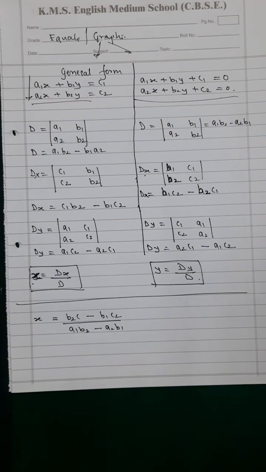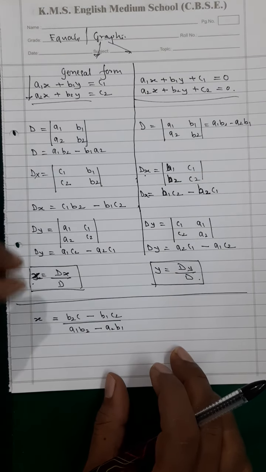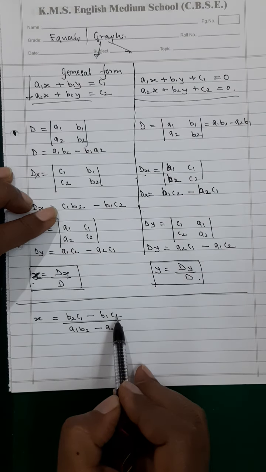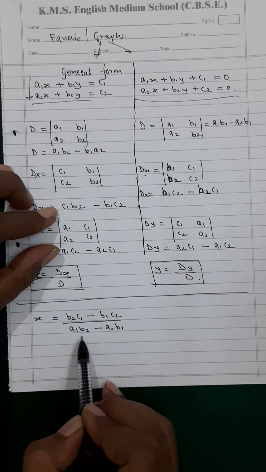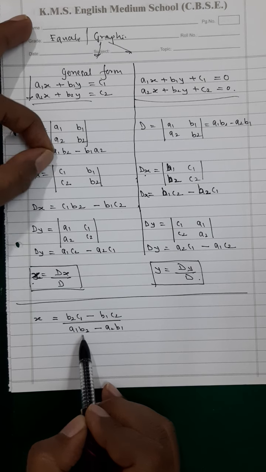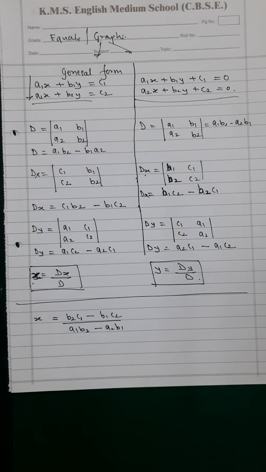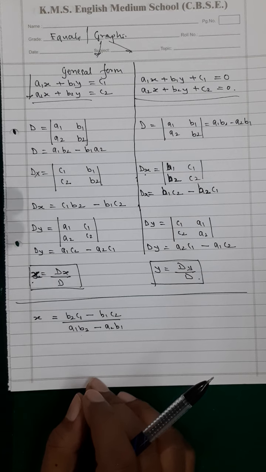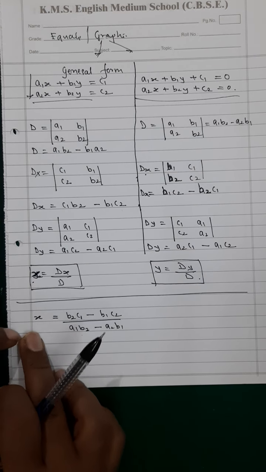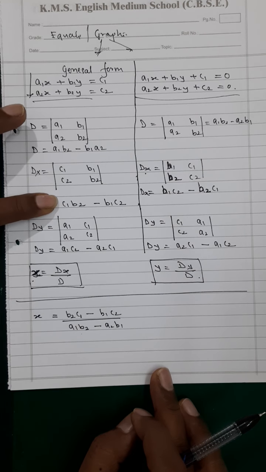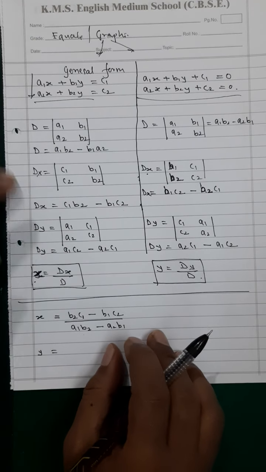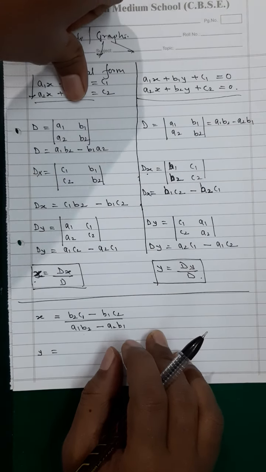They write this completely together, dx upon d. Here dx is c1 b2 minus b1 c2 upon d, where d is a1 b2 minus b1 a2. Sometimes they write everything together. Instead of writing d, dx, dy separately, they straight away write x is equal to the value of dx upon d. And then y will be equal to the value of dy. Dy is going to be this.